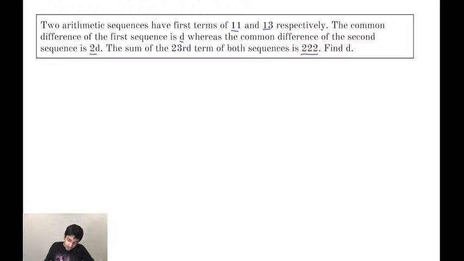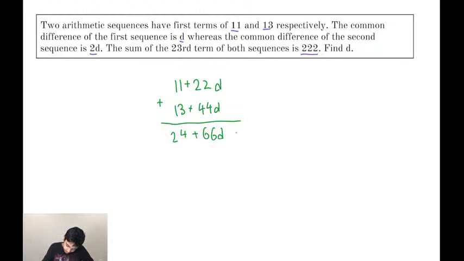Okay, so if two arithmetic sequences have first terms of 11 and 13, well then what is the 23rd term? In the first arithmetic sequence, the 23rd term is going to be 11 plus 22d. The second term is going to be equal to 13 plus, well, there's 22 common differences, and each common difference is 2d, so plus 44d. And the sum of both of these is 222. So the sum, 24 plus 66d, is 222, which means 66d is equal to 198. And what does that mean? Well, we can just divide by 66 from both sides to get that d is equal to 3.